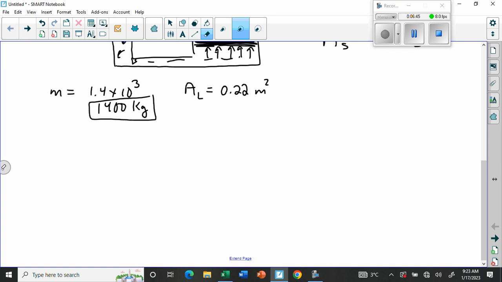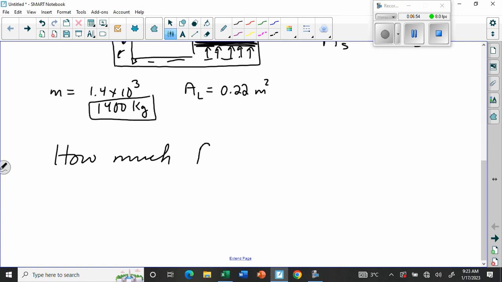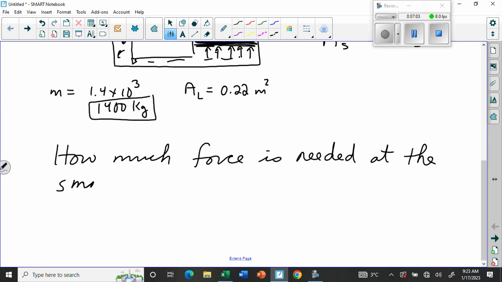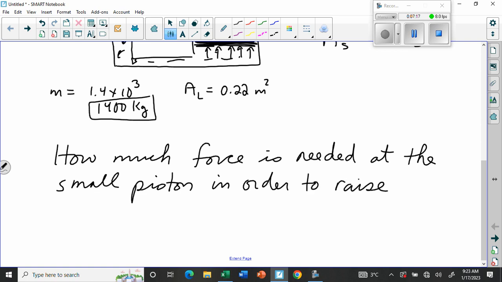force, let's get our pen back here. How much force is needed at the small piston in order for the large piston to raise the car? Now, I'll make another little point here.